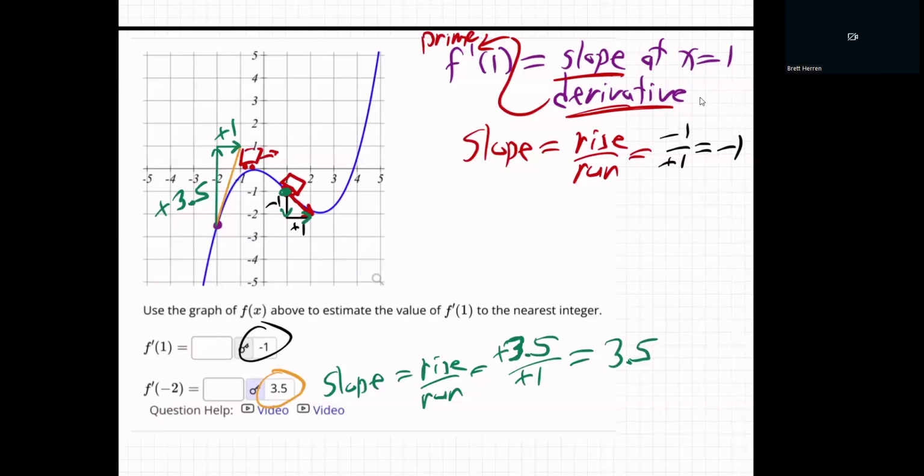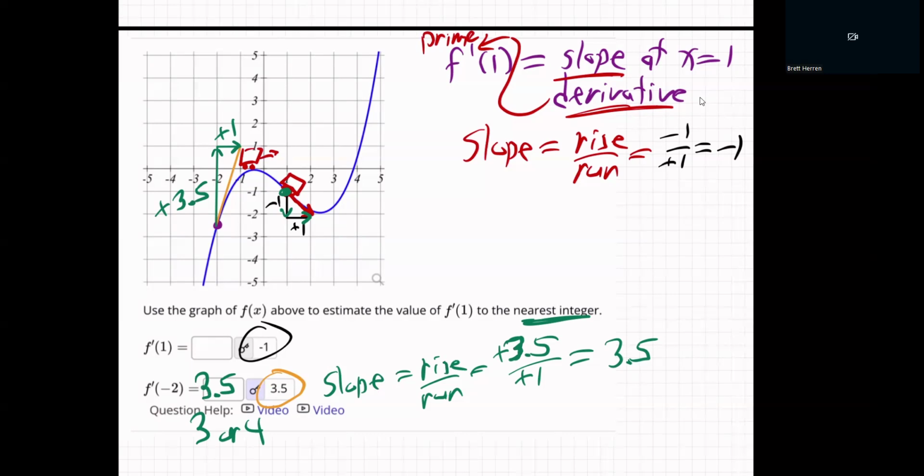Now it says nearest integer. So integer means like whole number. So you could type in 3 or 4. I think they would take the answer 3 or 4. I'll double check, make sure it does. So 3, 3.5, 4. It'll take any of those answers as the slope, right?